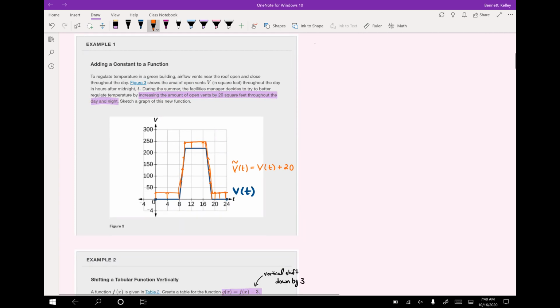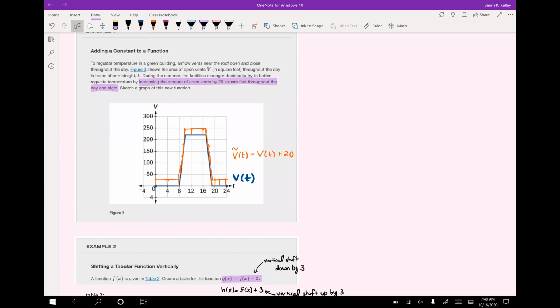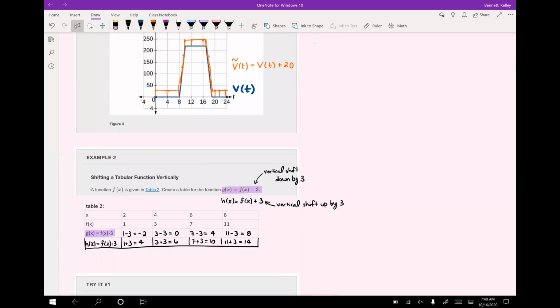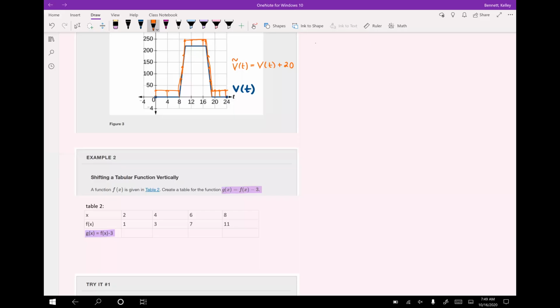And we can also do it from a table. So here we're given that f of x is 1 when x is 2, 3 when x is 4, 7 when x is 6, 11 when x is 8, right? So we don't have an explicit function for f, but we just have a few values associated to some x values given in this table.